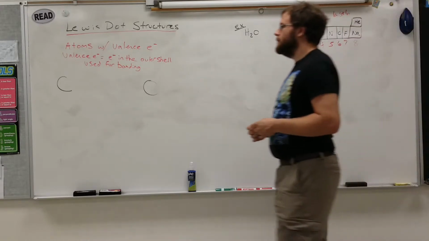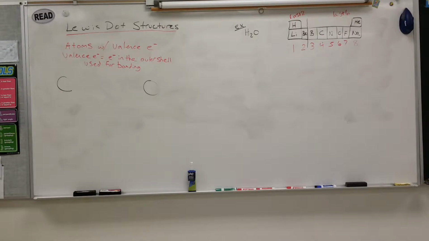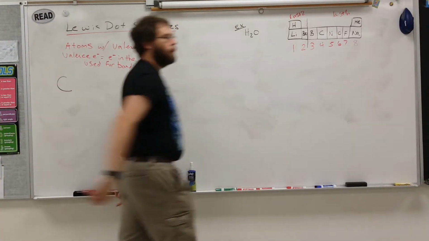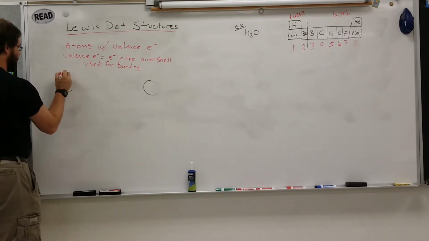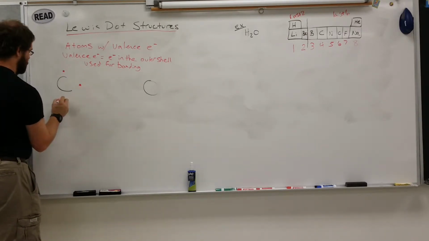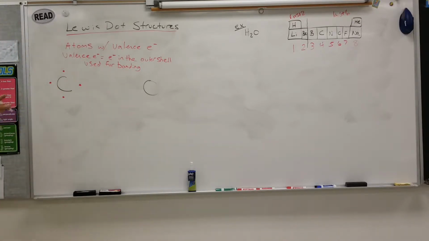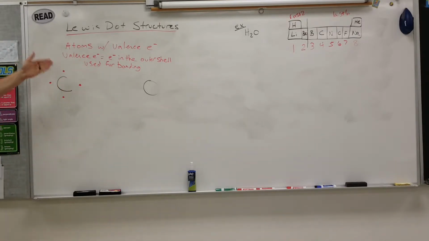And basically what you do is you find your element on the periodic table somewhere, you figure out how many valence electrons you have, and you draw them as dots around it. So for instance, let's do carbon here. Over here we figured out that carbon has 4 valence electrons. So all I'm going to do is put my 4 dots around carbon here. There you go. That's a Lewis dot structure of carbon. It shows how many valence electrons they have. Carbon has 4.